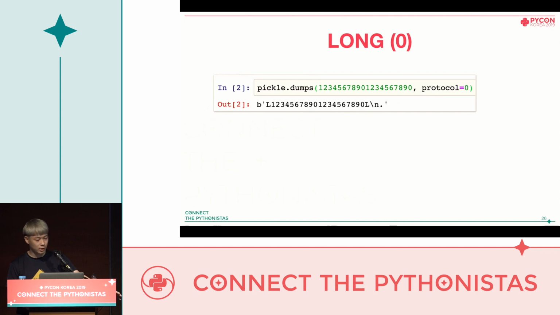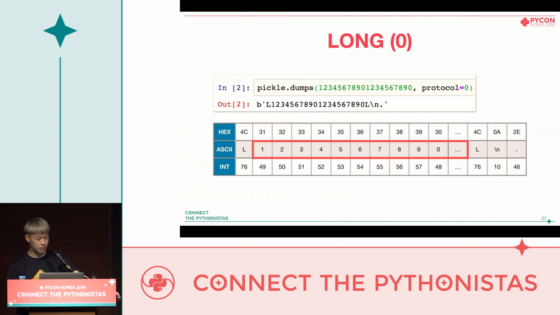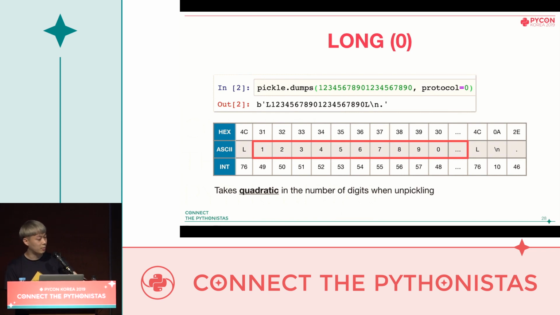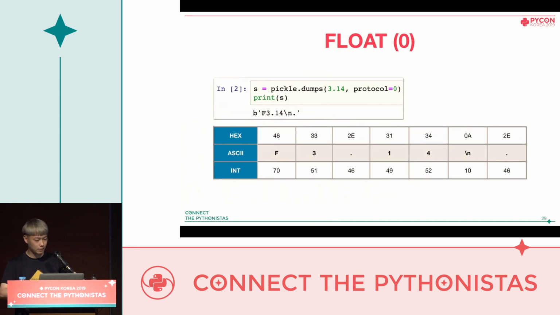Now let's try a larger number. As you can see, the pickle byte stream contains the actual string of numbers in decimal, not binary. So as you can imagine, if we have even larger numbers, then it'll take quadratic time in the number of digits when we are unpickling. So that was int, or I mean long.